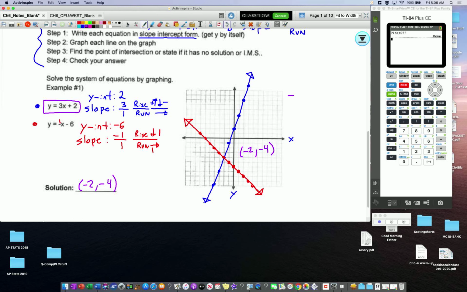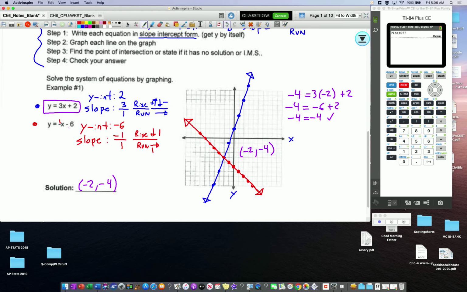So the y value is -4. Does -4 equal 3 times, put in the x value, -2 plus 2? So does -4 equal, multiply, -6 plus 2? -4 does equal -4. Check.